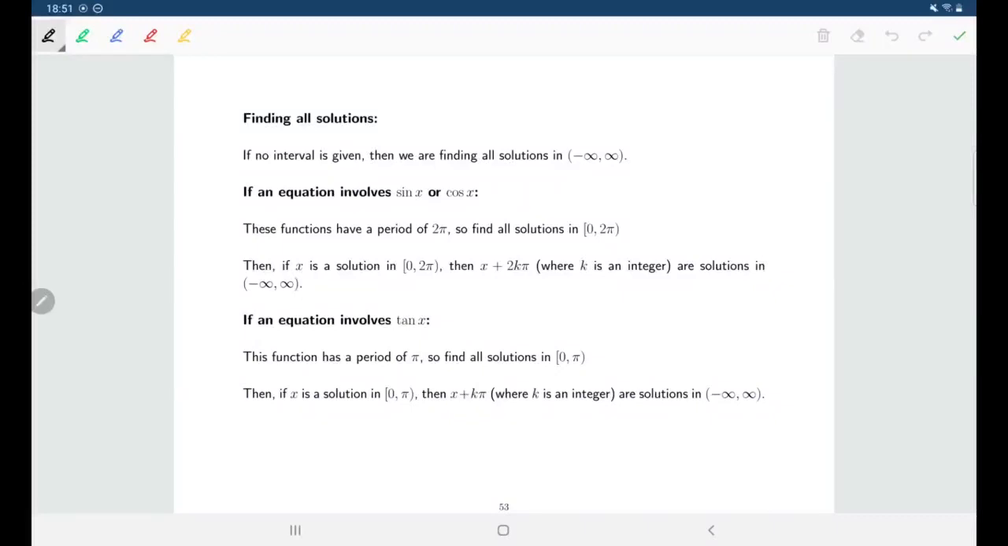Welcome back. In the last part of this lecture, we'll be talking about finding all the solutions, in other words, solving the trig equation over all real numbers, and we'll also be looking at cases where maybe we've got two different trig functions or maybe something that's quadratic in form.